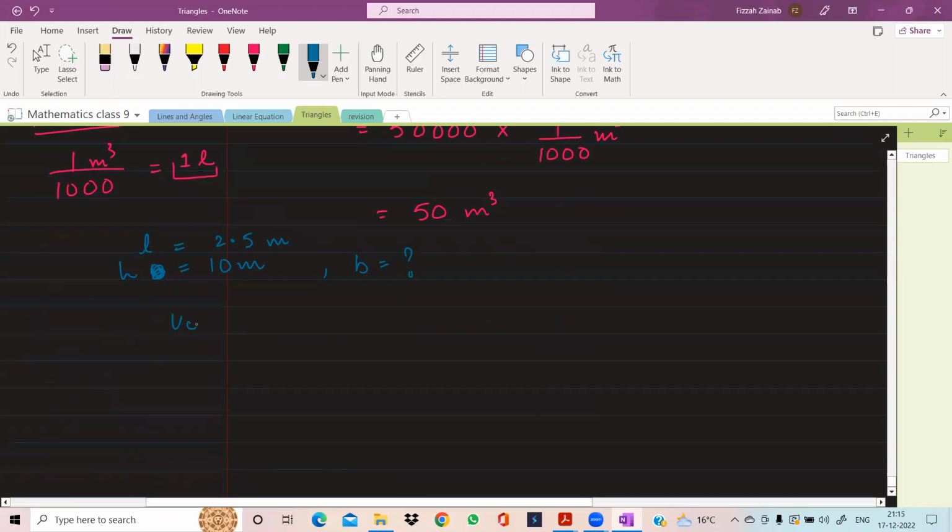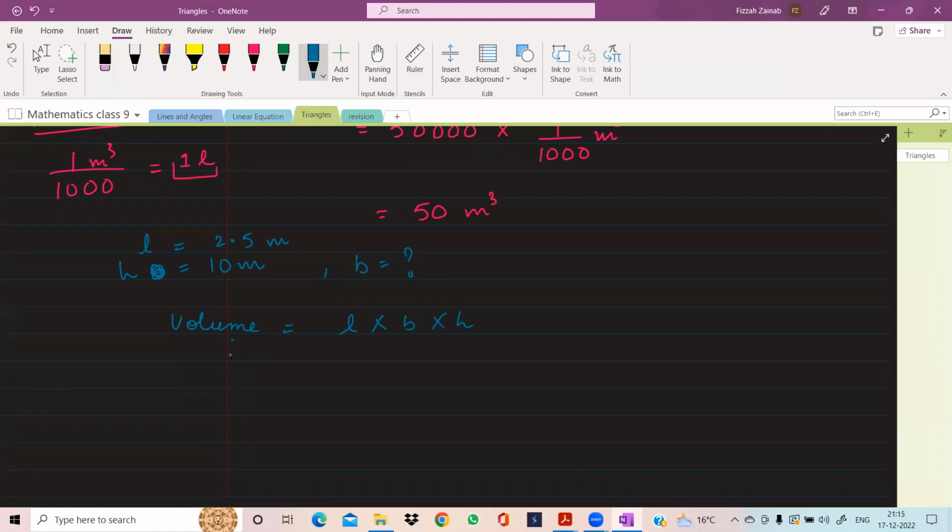Volume you already know. L into B into H, right? So you know volume, you know length, you know height or depth. You have to find B. Now please tell me what is the answer.